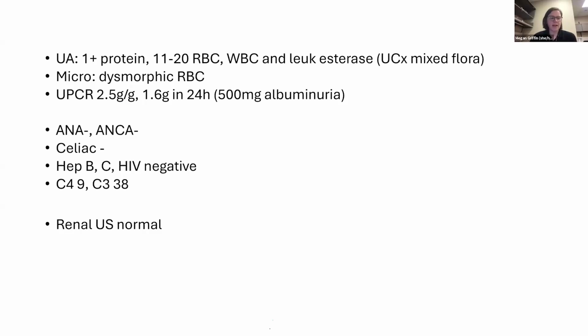We were consulted for the AKI. The UA showed 1+ protein, red blood cells, white blood cells, and leukocyte esterase, and the culture was ultimately negative. On her microscopy, she did have dysmorphic RBCs. The UPCR we got was 2.5 grams per gram, and following up a 24-hour, it was 1.6 grams of protein and 500 milligrams of albumin. Serologic workup was sent with ANA negative, ANCA negative. Celiac testing was sent as well because of this report of rash and her diarrhea. She had been on a gluten-free diet, but the celiac testing came back negative. She was Hep B, C, and HIV negative, and her complements were low, with a C4 of 9 and a C3 of 38. She had a renal ultrasound, which was normal as well.